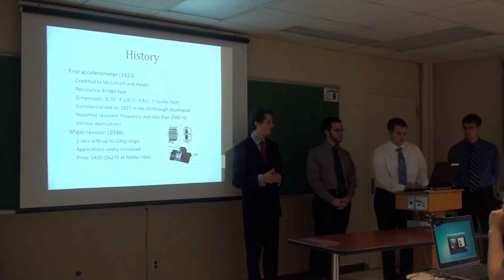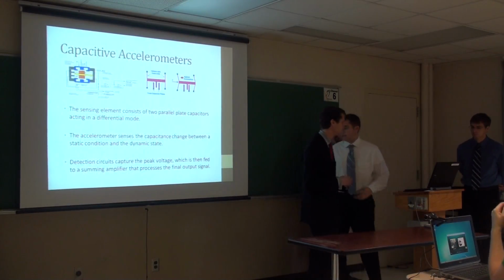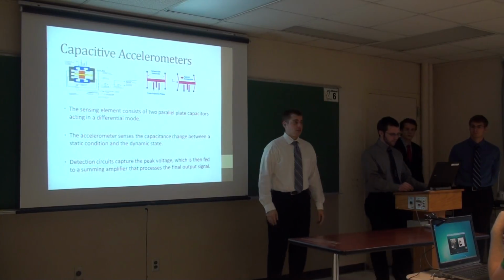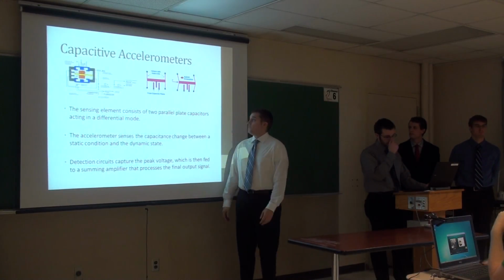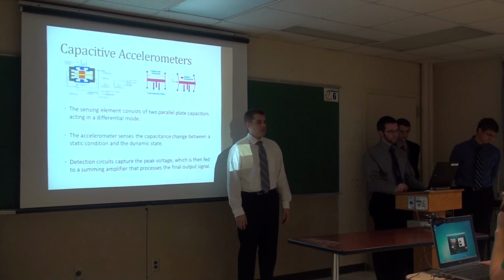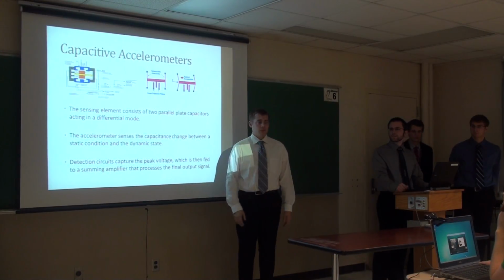I'll hand it off to DJ, and he'll go over the different types of accelerometers. Hi everybody, my name is David Eaton. I'm going to be talking about the different types of accelerometers and how they work. Doing some research, I found there are probably about 20 to 30 different types of accelerometers out there. I'm going to go over about 4 or 5 of the main ones.